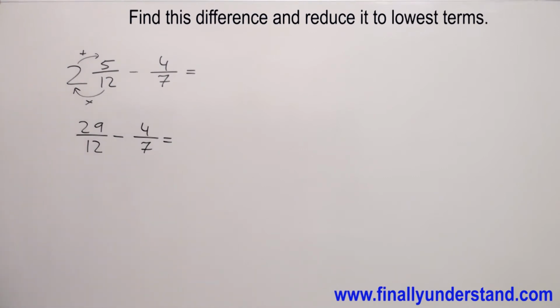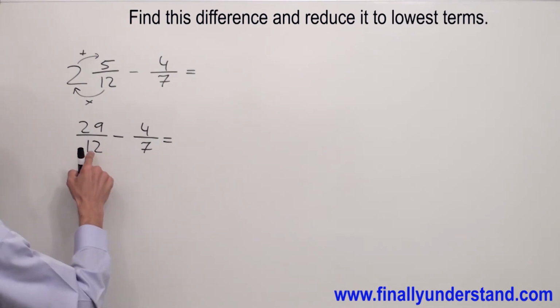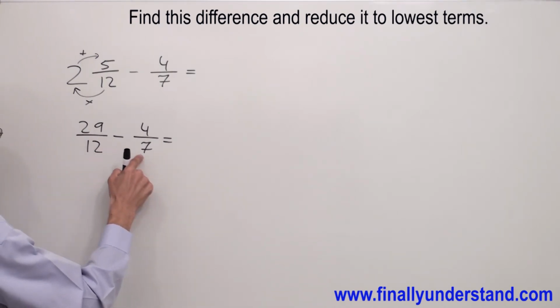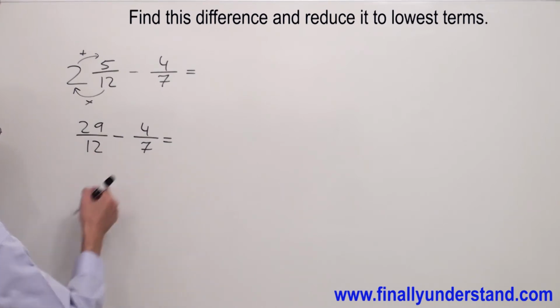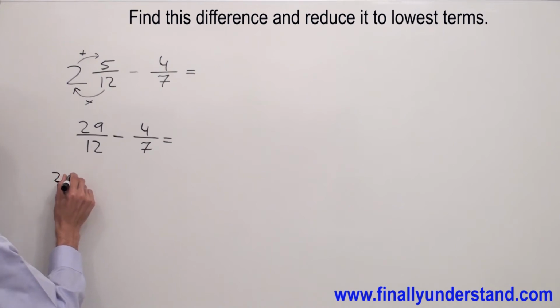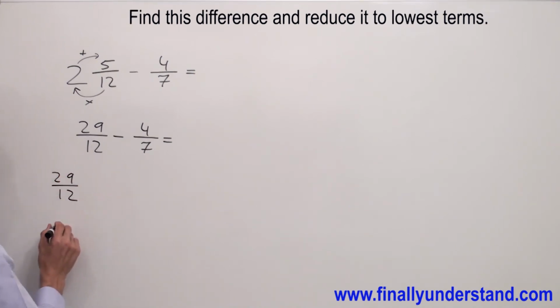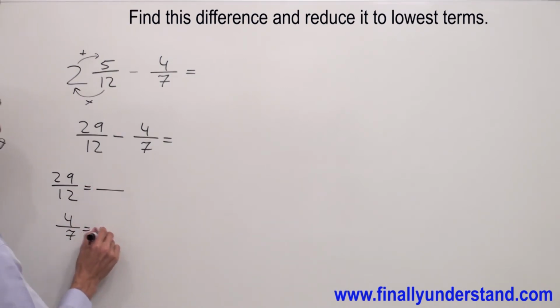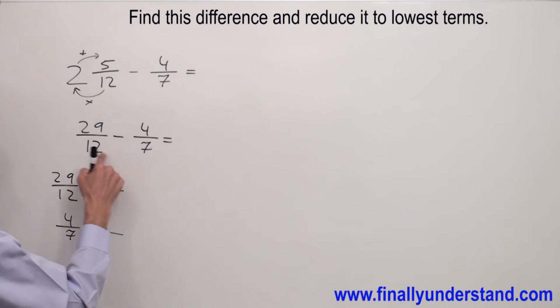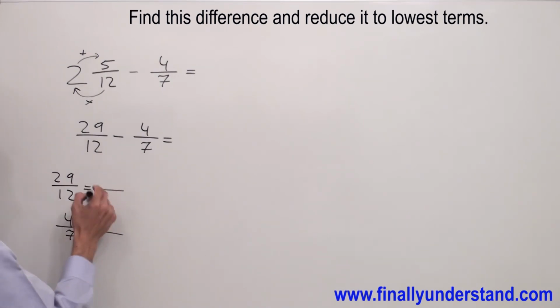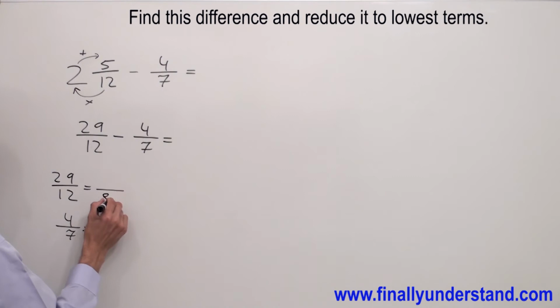If you have a problem finding a common denominator, you can always multiply these two denominators by themselves, and this is going to give you a common denominator. Maybe it's not going to be the lowest one, but at the end you are going to reduce to the lowest terms. So I have 29 over 12 and I have 4 over 7. If you have difficulties finding common denominators, simply multiply these two denominators by themselves. So 12 times 7 is 84.